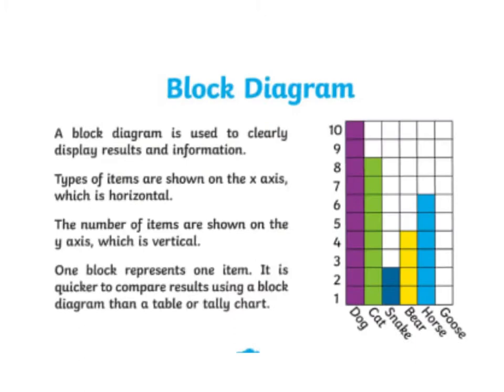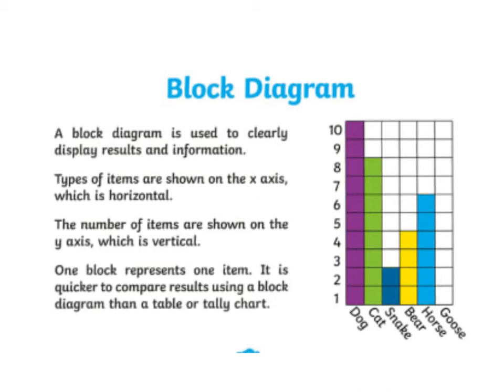Here you can see another example of a block diagram. A block diagram is used to clearly display results and information. The types of items are shown on the axes here at the bottom. This is called the x-axis and goes across. And the number of items are shown on the other axis, the y-axis, which is vertical and goes up the side. This is where we write our scale. You can see that on this block diagram, one block represents one item.